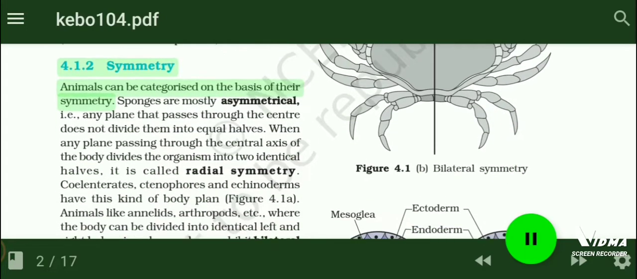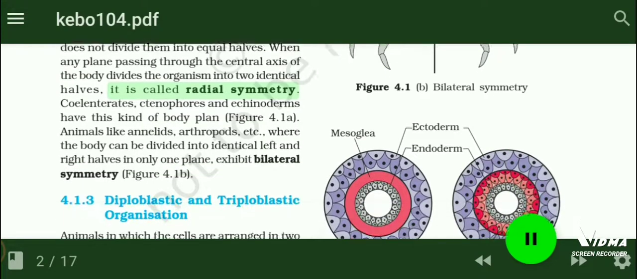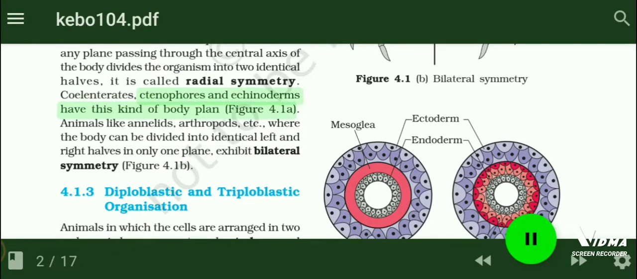4.1.2 Symmetry. Animals can be categorized on the basis of their symmetry. Sponges are mostly asymmetrical, i.e., any plane that passes through the center does not divide them into equal halves. When any plane passing through the central axis of the body divides the organism into two identical halves, it is called radial symmetry. Coelenterates, ctenophores and echinoderms have this kind of body plan, figure 4.1a.